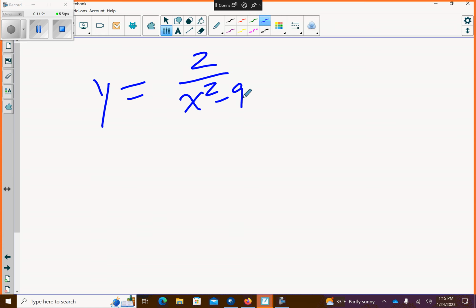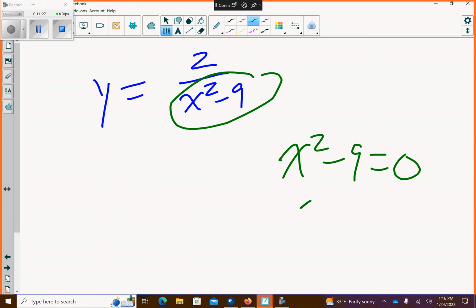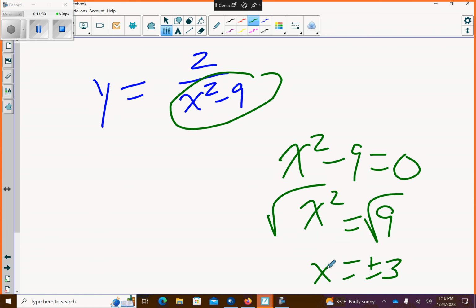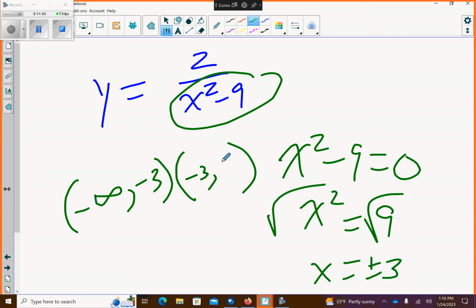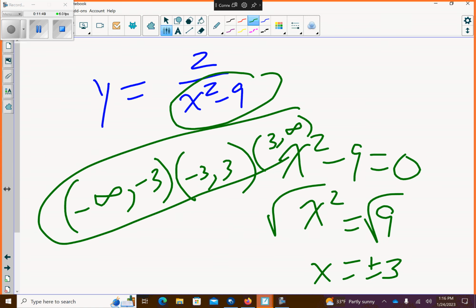If you have a hard time figuring out what this is going to do, you just take the denominator and you set the denominator equal to 0. So add 9 to both sides. Root, root, don't forget the plus or minus. And so my graph is going to go from negative infinity to negative 3. And then here's where people miss. It's going to go from negative 3 to 3, and then it's going to go from 3 to infinity. There's three parts to the domain on this problem.